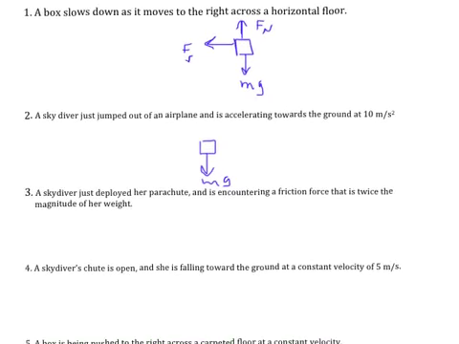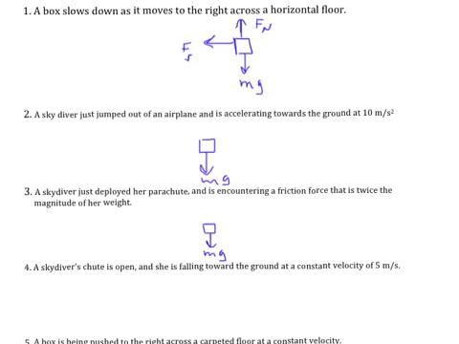Now our skydiver deployed her parachute. Let's draw my skydiver. She still weighs mg. But now she's encountering a friction force that's twice the magnitude of her weight. So I need to draw an arrow that's twice as long as this one in the opposite direction. So wish me luck. Here I go. Whoops, that's the wrong thing. So much for my luck. Here I go, and it's going to be twice as long as the first one. I'm going to label that one the force of friction.